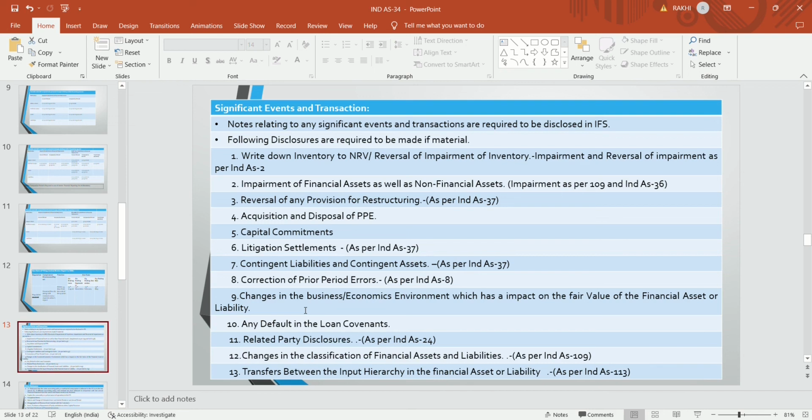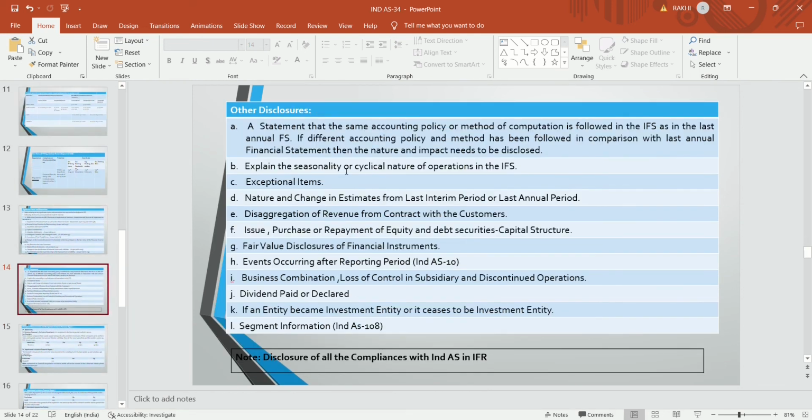Like if they are quoted, they are level 1 hierarchy. If they are unquoted, they are level 2 hierarchy. And if it is done by the valuer, then it is a level 3 hierarchy. So if any change in hierarchy takes place during this interim financial reporting period, then it is required to be disclosed in the IFS, Interim Financial Statement. Other disclosures are also required to be given.